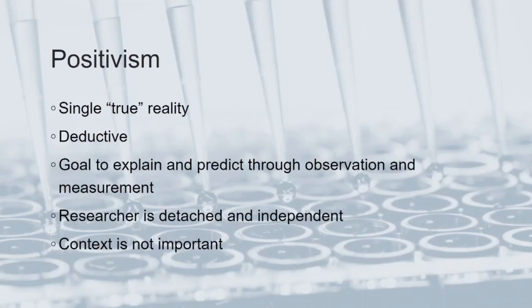So the first one I want to talk a little bit about is positivism. And so this approach is under the impression that there's a single true reality. And it's based on deductive reasoning. And what it suggests is that you can predict things through observation and measurement. So for example, we'll use imposter syndrome just as our example today. So for this particular construct, what is the prevalence of imposter syndrome would be the type of question that you would ask using this approach or theory-based approach. Something very specific where the researcher is detached and it's independent and the context itself is not important.